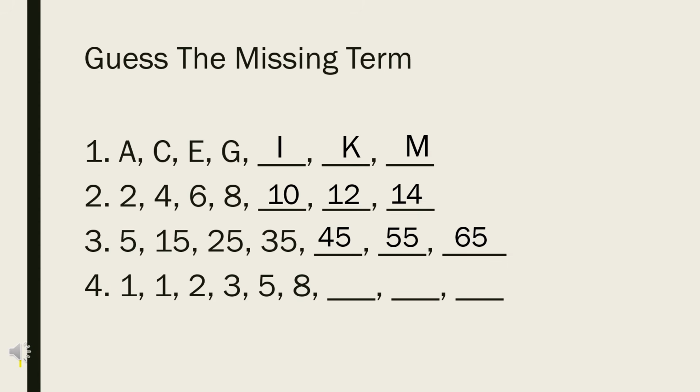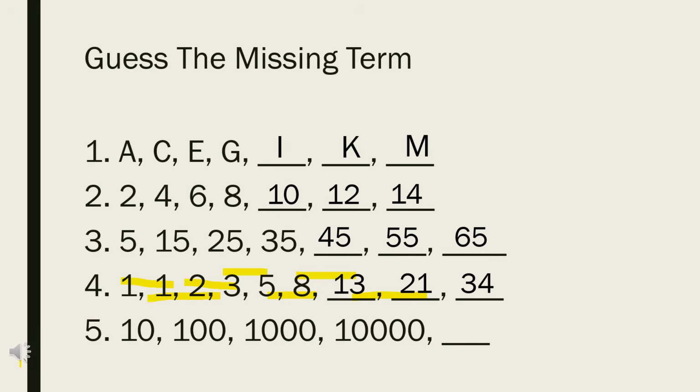For the next one, suppose we have 1, 1, 2, 3, 5, 8. This is a little different from the patterns that we had. Observe here that when the two preceding terms are added, that will result to the next term. So 1 plus 1 is 2, 1 plus 2 is 3, 2 plus 3 is 5, 5 plus 8 is 13. And then 13 plus 8 is 21. 21 plus 13 is 34. And by the way, this is the Fibonacci sequence.